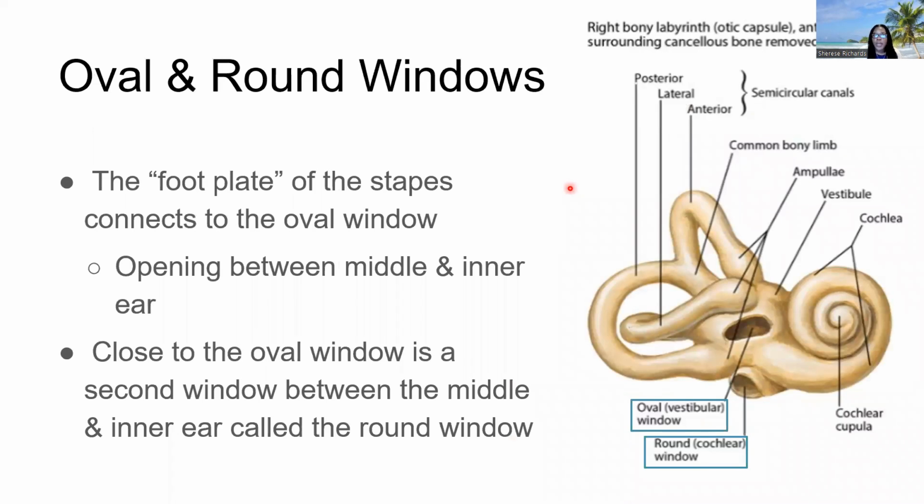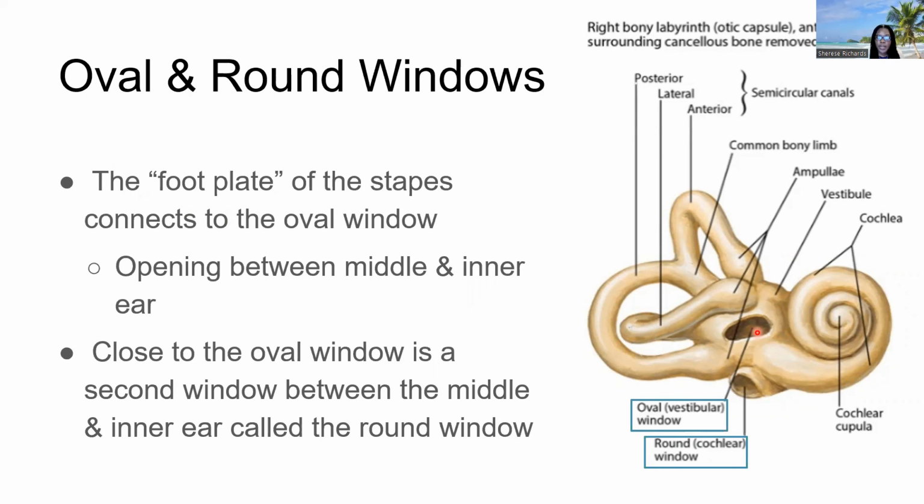Now we get to the oval window and the round window. These are two structures that are actually in connection to the bony labyrinth, or the inner part of the ear. And so the foot plate of the stapes, or the stirrup, which is that third ossicle, is actually pressed up against the oval window of the bony labyrinth, okay? And so that is how we can conduct those vibrations from the external ear, middle ear into the ossicles, and then into the inner ear, into the bony labyrinth.